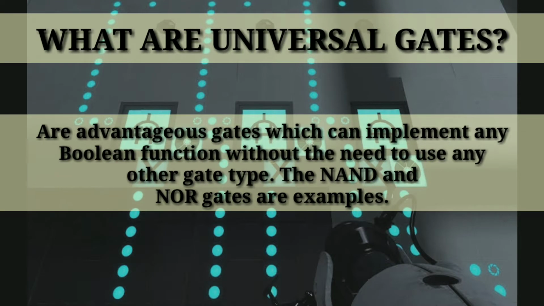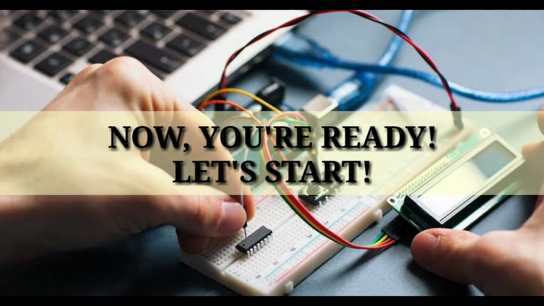Universal gates are advantageous gates which can implement any Boolean function without the need to use any other gate type. The NAND and NOR gates are examples. Now that you're ready, let's start!